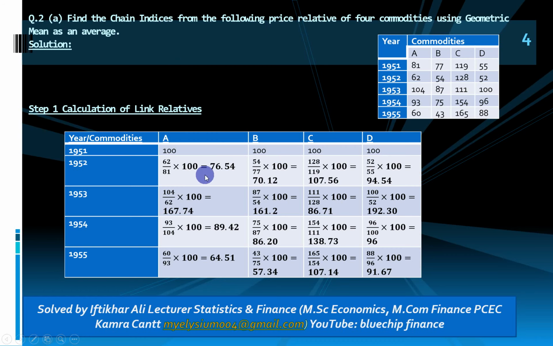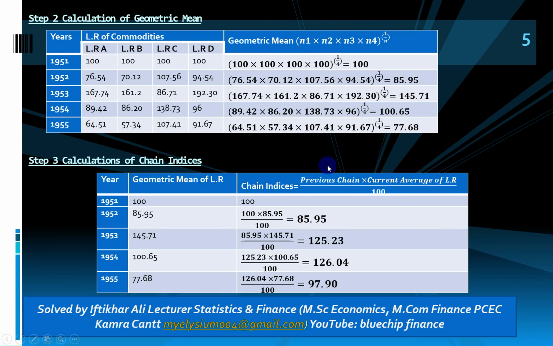So next, it will start from 1952. एक को मैं आपके सामने डिस्कस कर लेता हूँ कि for 1952 price of A is 62, so Pn is 62 and Pn minus 1, the previous period price, is 81, multiplied by 100. And the remaining link relatives you can see here. You can see all the link relatives, those are calculated here. After that, the next step is to calculate the geometric mean.